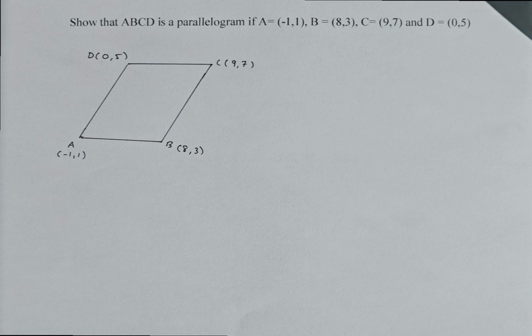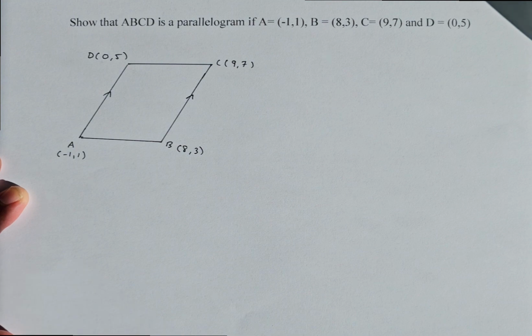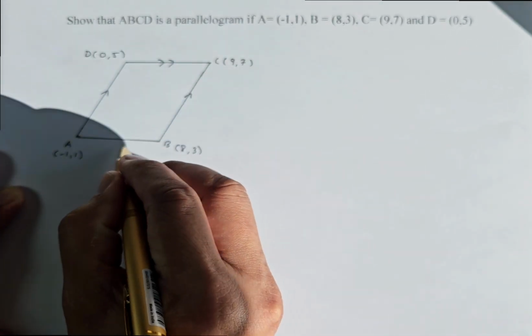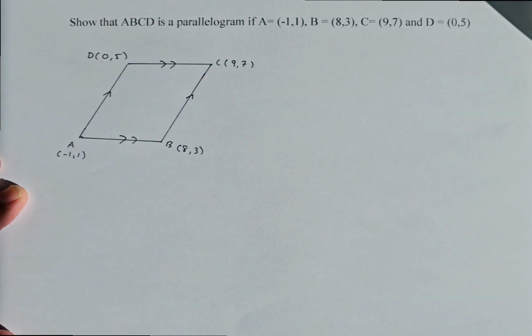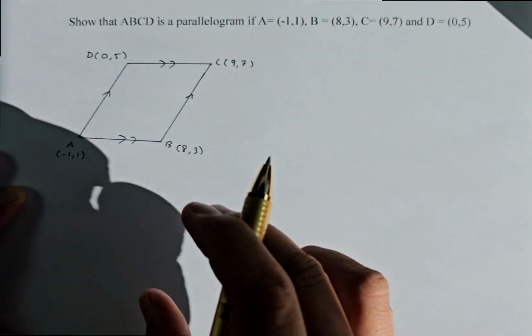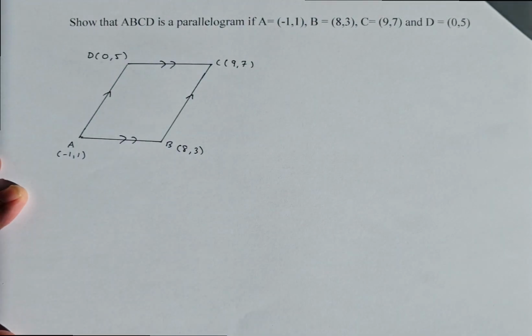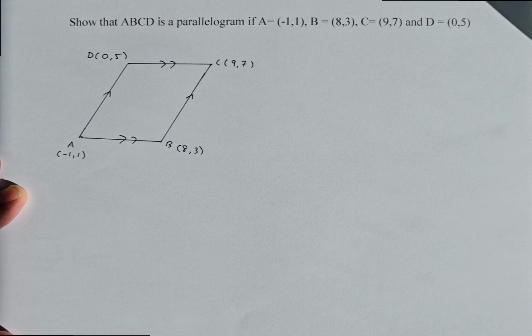If you do not know what a parallelogram is, the opposite sides of a parallelogram are parallel to each other. That's why it's called a parallelogram. They have two sets of parallel lines. So the other set will be these two. AD is parallel to BC, and at the same time AB is parallel to DC. So to show that it is a parallelogram, we need to show that the gradient of AD is the same as the gradient of BC. At the same time, we need to show that the gradient of AB is also the same as the gradient of DC. So without further ado, let's try to solve this.